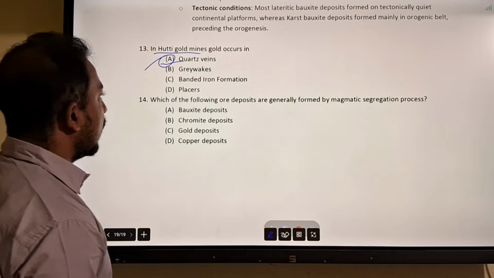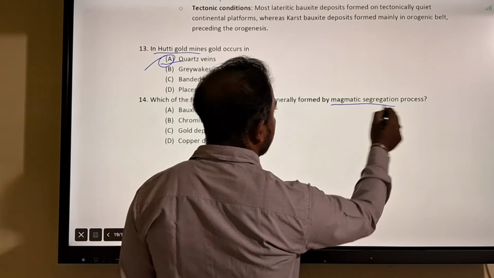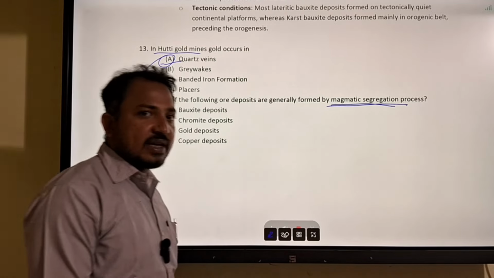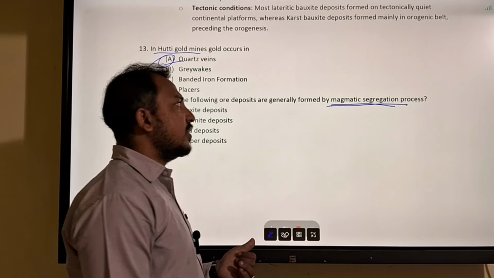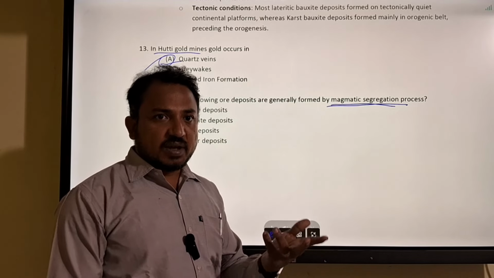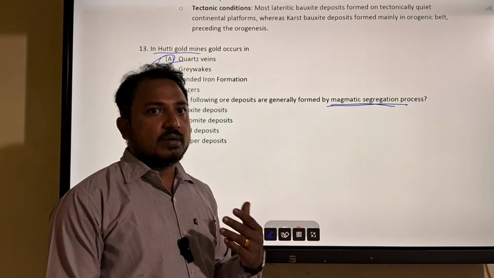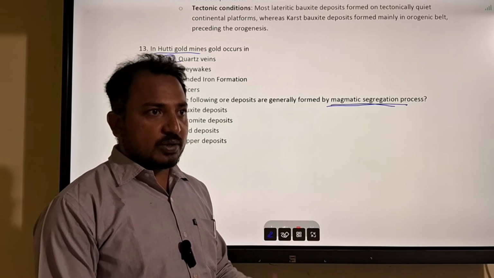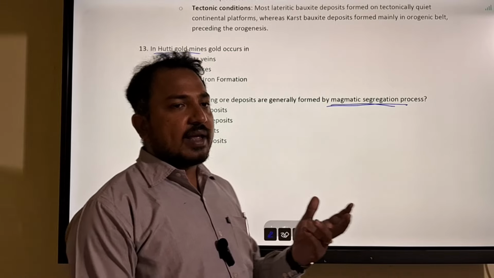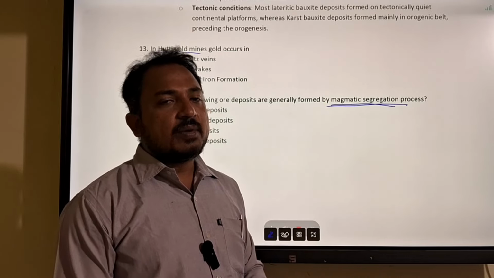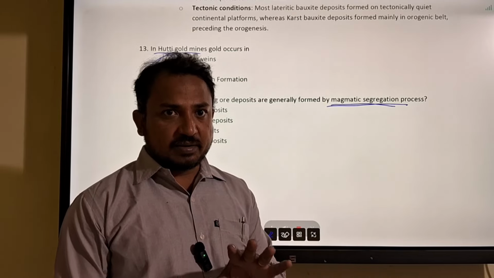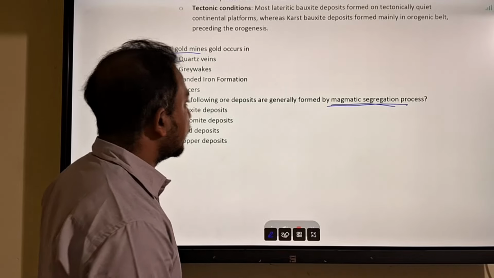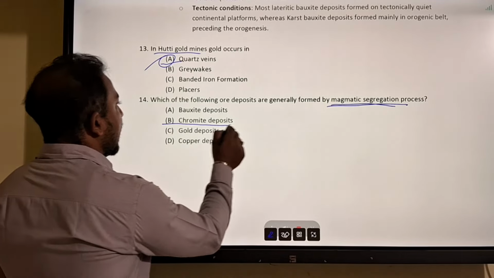Now comes the question: which of the following ore deposits are magmatic concentration or magmatic segregation deposits? Magmatic segregation deposits are syngenetic deposits. Mostly during the formation of the rock, the economic mineral will segregate in the host rock, because economic minerals are metallic. They settle down because of gravity, by gravity separation. So that is your chromite deposit.